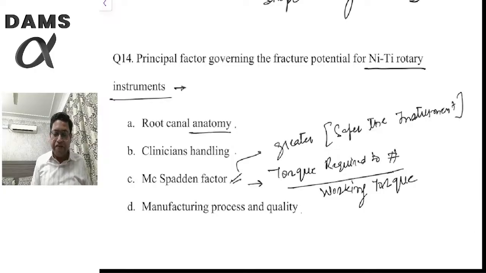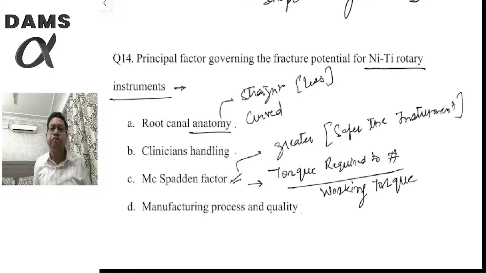Root canal anatomy: definitely in straight root canals there are less chances of instrument separation, and a curved root canal would put more stress on the instrument. There are more chances of instrument separation.